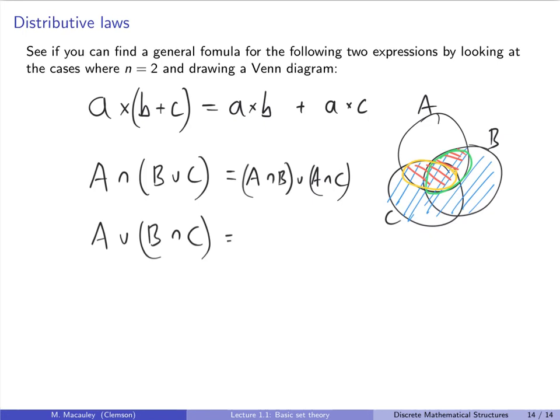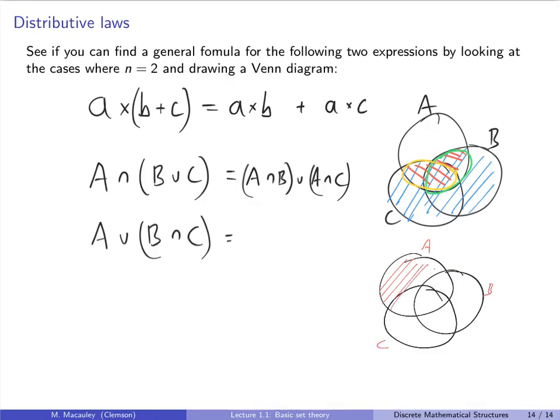Next, we have A union B intersect C. So let's draw a picture for this. So this is A, this is B, this is C. So A union B intersect C. So B intersect C is this region here. So now what we get is the circle A plus this little sector B. So I claim that this is analogous to the distributive law up here.